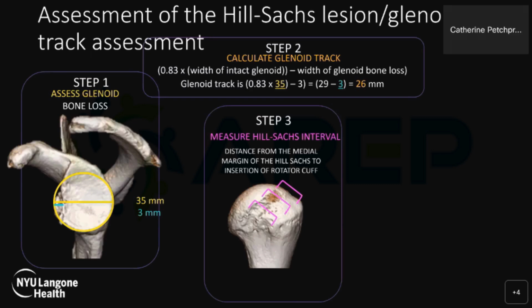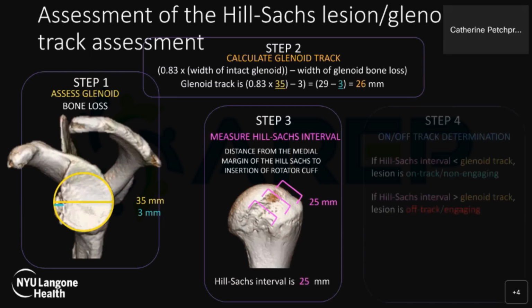The Hill-Sachs interval is the distance between the medial image, but it can be corroborated on the 3D surface rendered images. In this case, the Hill-Sachs interval is 25 millimeters.